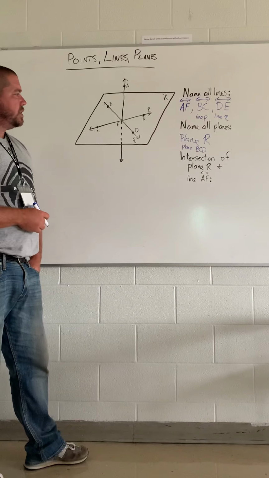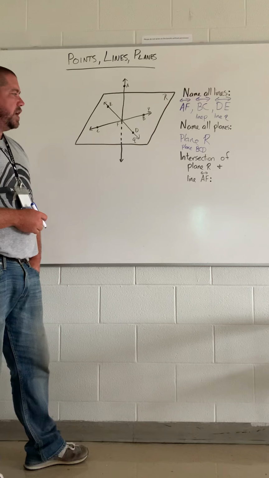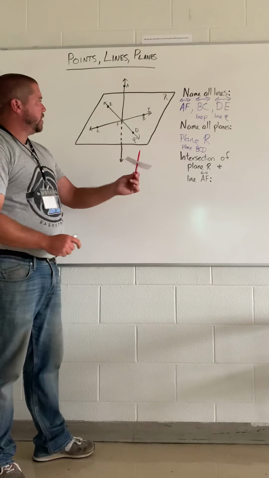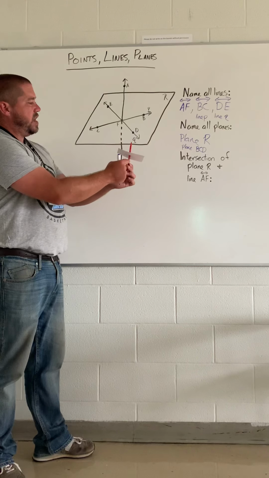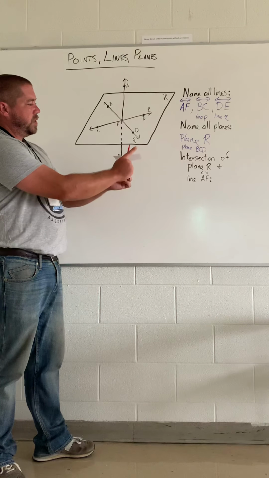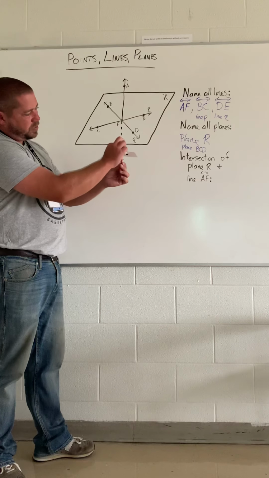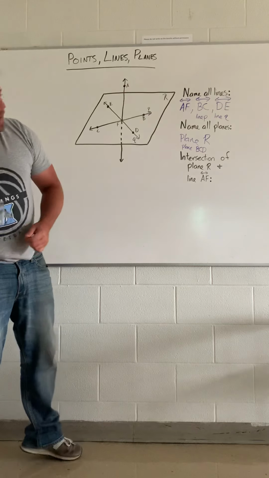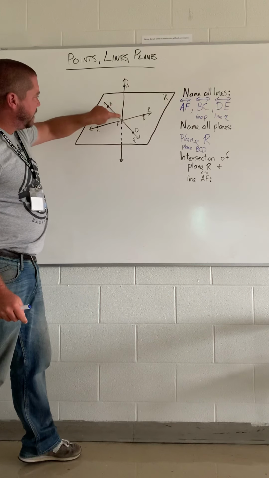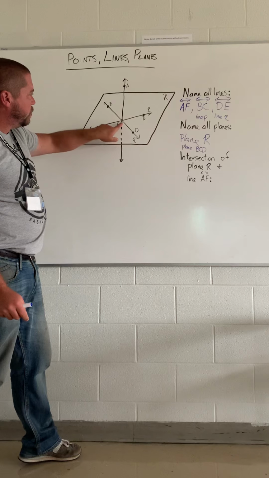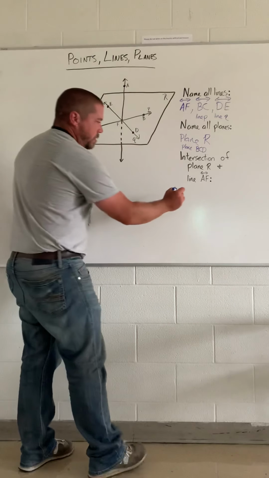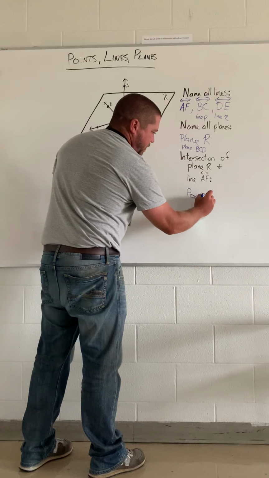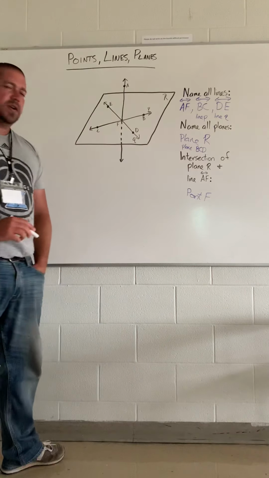Okay. And the last one, what is the intersection of plane R and line AF? So once again, if we go back to our 3-dimensional object, line AF and plane R. Notice those things are going to intersect right there where that pin meets that index card. In this case, it's going to happen where the line is solid and then goes to dashed. So that point right there, point F, would be the intersection of plane R and line AF.